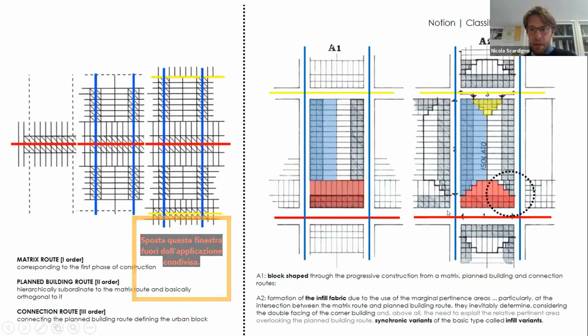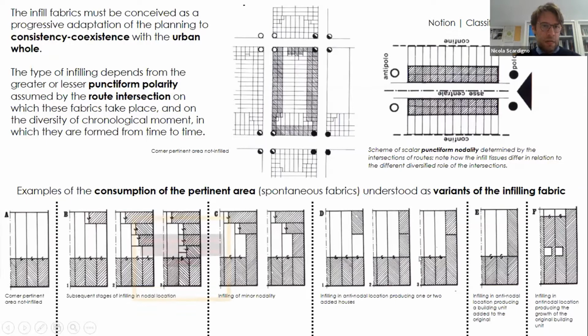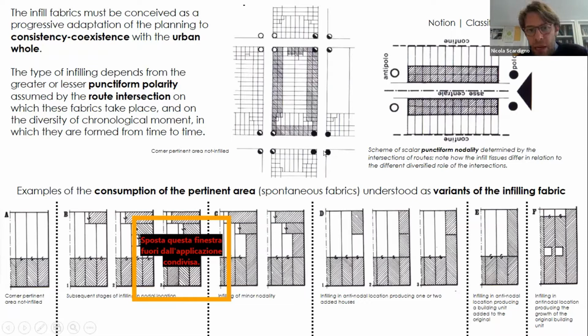A very important aspect of this process of formation of the block is the so-called infill fabric, due to the use of the marginal pertinence area of the block, which basically produces an increase of the built parts according to the different value of the intersection between the roots. And that produces, of course, synchronic variants of the base type, called the infill variants. This is another slide that shows this process of infill fabric that occurs basically on the marginal pertinence area of the block, and which depends on the value, so on the hierarchies that the intersection between roots has.